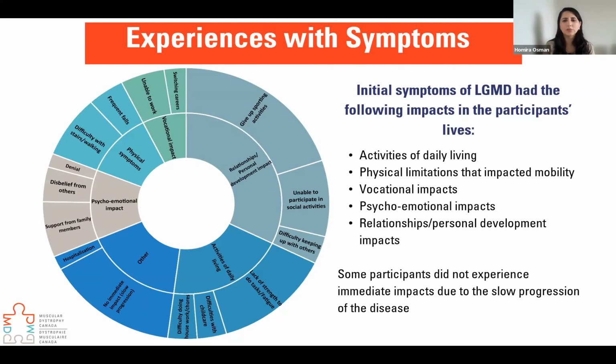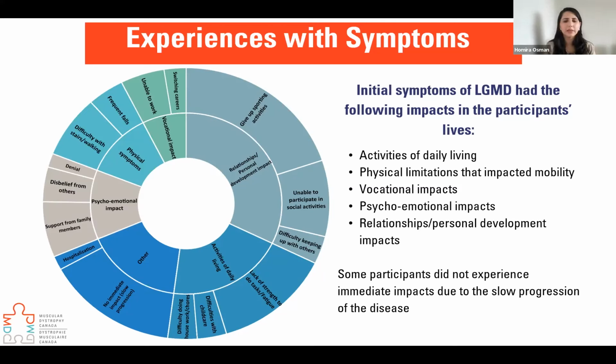And the categories that really came about is, well, limb girdle and its symptoms has an impact on daily living, activities of daily living. It really impacts mobility and independence. It impacts how people participate at work or in school. It impacts how people feel. It impacts how people develop as people and how they engage in relationships, make friends, engage with peers, and with family members.